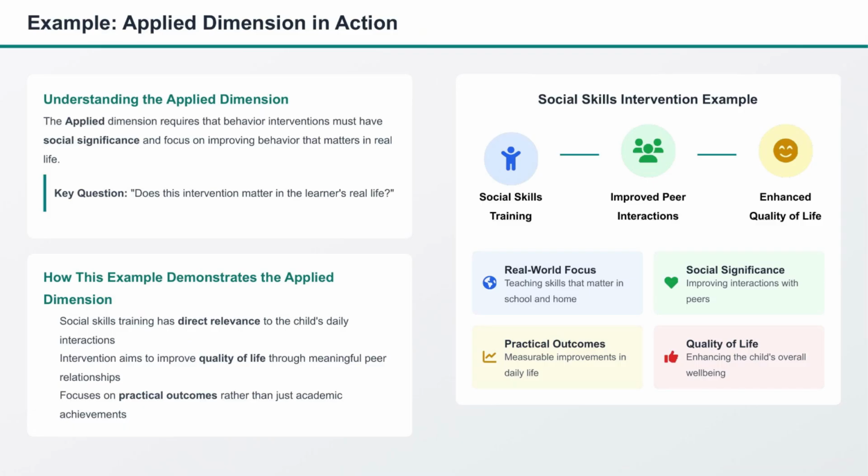Now let's consider the applied dimension. Here, we're teaching a child social skills to improve their interactions with peers. This is an example of how we target behaviors that matter in real life. By teaching social skills, we are addressing behaviors that have direct relevance to the child's everyday life, improving their interactions with peers and enhancing their overall quality of life.